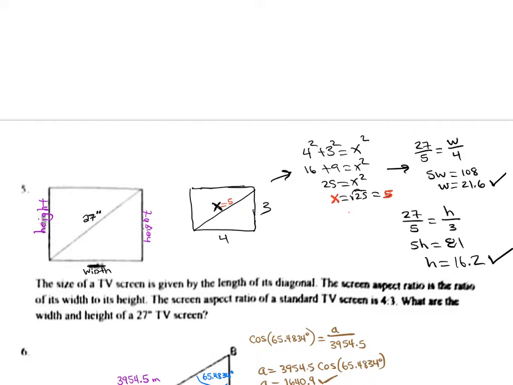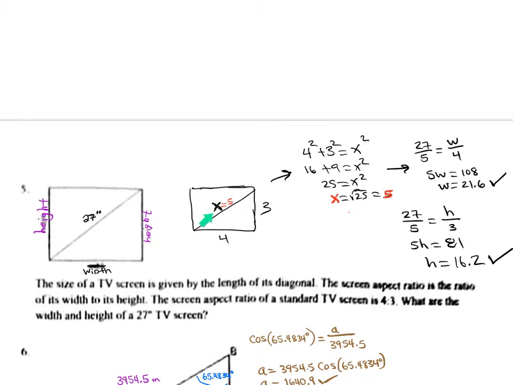So that would mean the width would be 4 and the height would be 3. That would be the ratio, 4 to 3. What are the width and height of a 27-inch TV screen? All right, well, basically we can use similar triangles, but we will need to find the hypotenuse right here of this 4 by 3 rectangle.